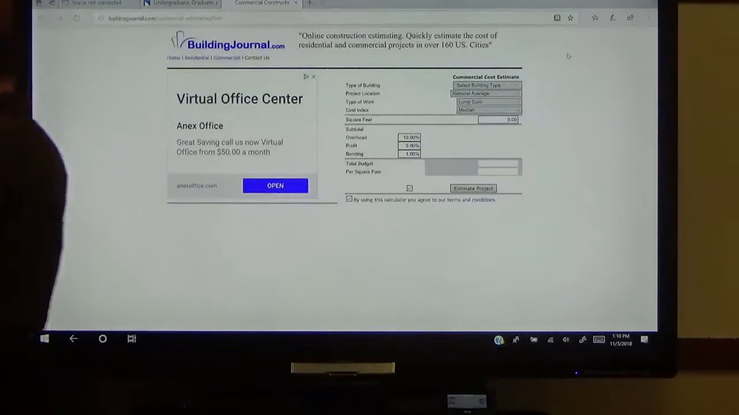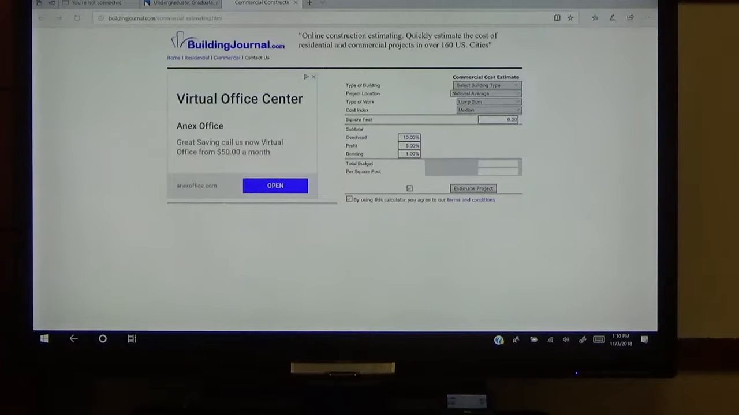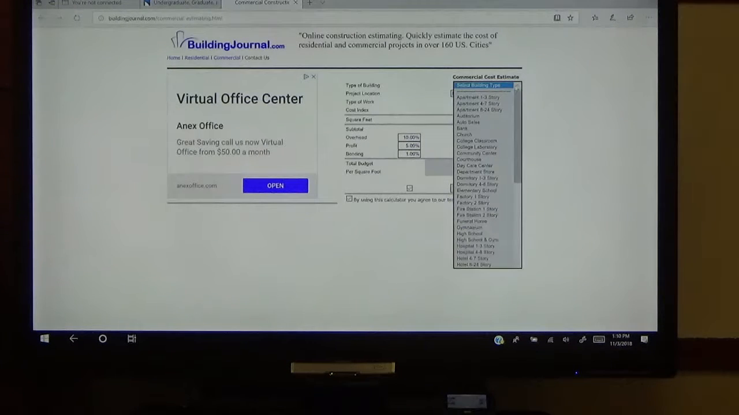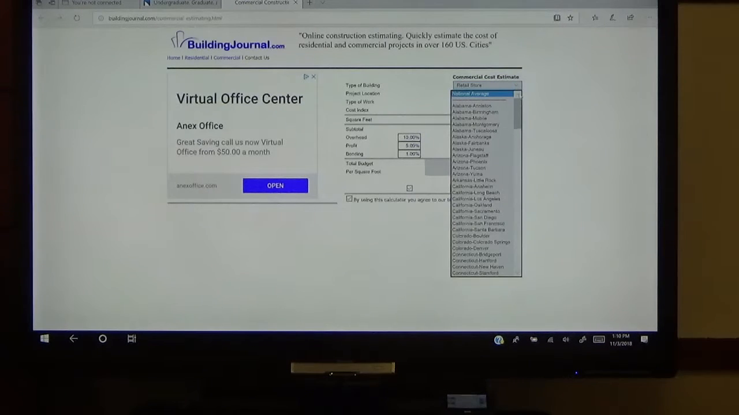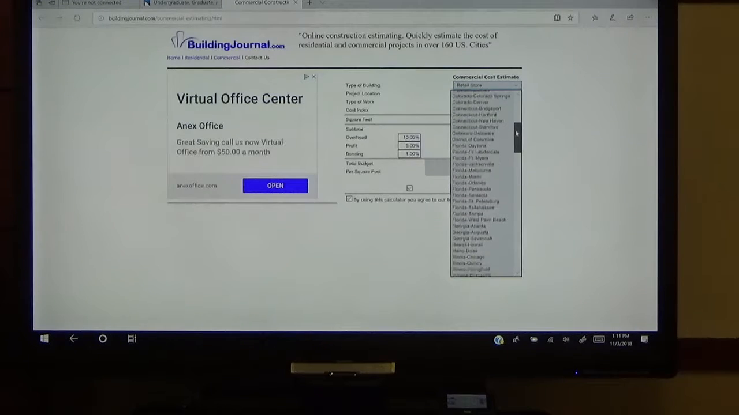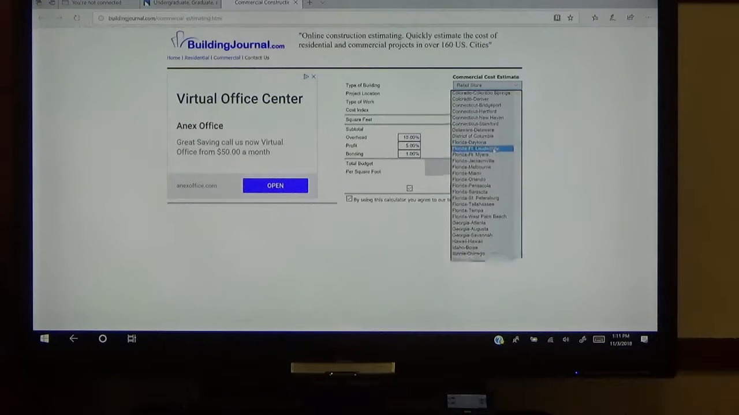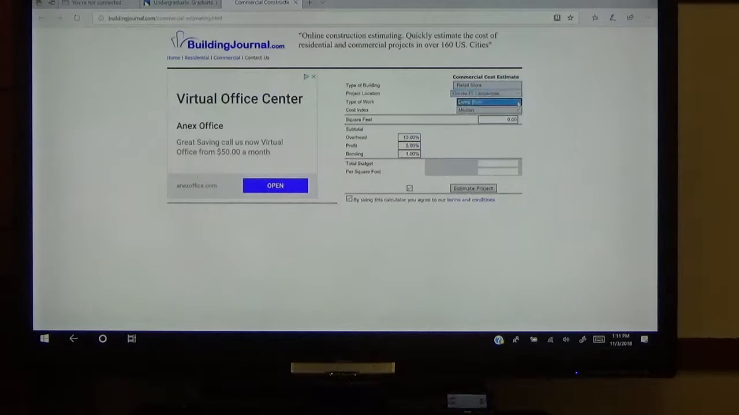So let's just tinker around with this for a couple of minutes. You look up here, we select building type. It gives you a lot of different choices: apartments, banks, churches, office, retail. So let's just pick retail. And then project location, you can either use a national average, or they have it broken out by state and city. So Fort Lauderdale happens to be there, so pick that. In this case, lump sum, cost index, so basically it's the middle value. Square feet, 10,000.